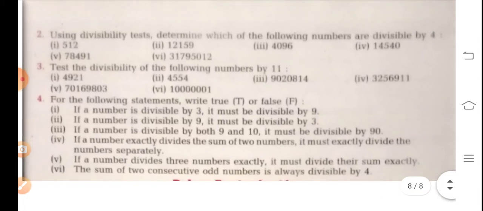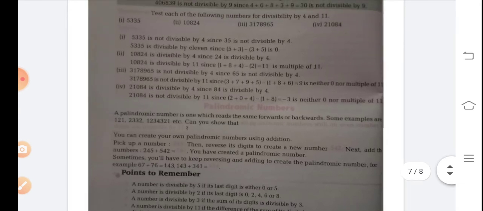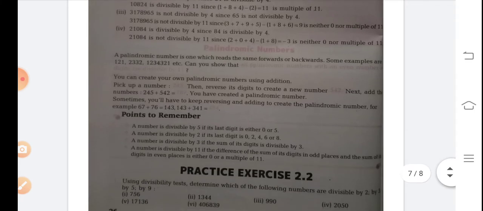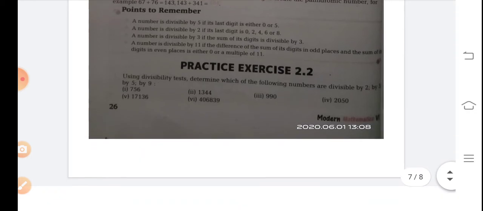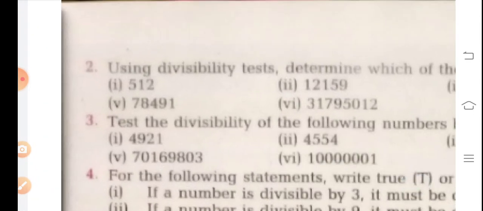Next, using the test, determine which of the following numbers are divisible by 4. So firstly you write the divisibility rule of 4. A number is divisible by 4 if the number formed by its last two digits is divisible by 4. So you see here, the last two digits are 12, so that number is also divisible by 4.